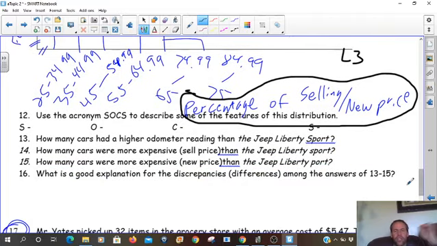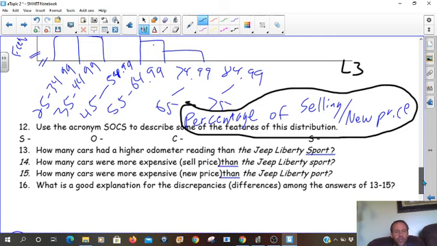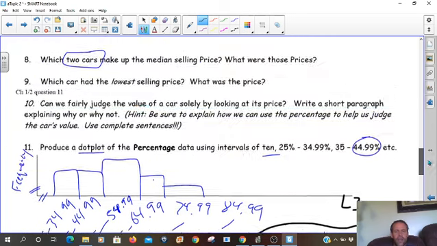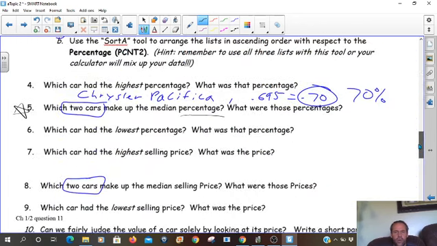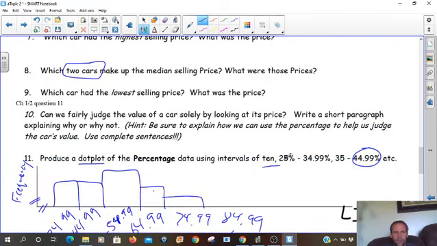And then how many cars had a higher odometer reading than the Jeep Liberty? You can basically eyeball that, right? You could do that on the test too. It might take you a while, but you could look at it. So you look at the Jeep Liberty's odometer, and you see how many had a higher reading. The Jeep Liberty odometer is 31,000. So who had higher than 31,000? Well, Pontiac did. That's 1. Chrysler's 2. Barely 3, and then 4. So the answer to that question should be 4.